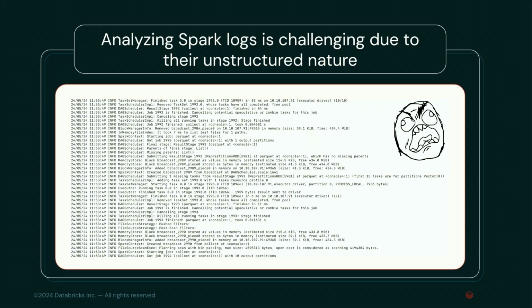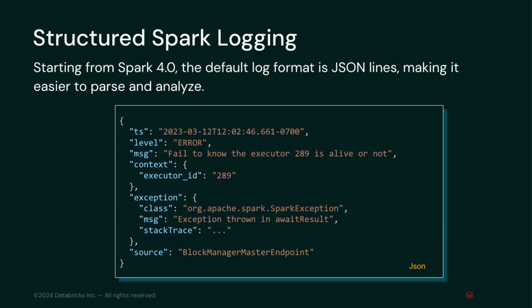Analyzing Spark logs can be very tough because they are unstructured, making it very hard to quickly pull out insights, especially when you need to analyze logs generated by different Spark versions. The log message format and everything could be very different. It's hard to query and analyze. Now, starting from Spark 4.0, logs will be in JSON format by default. This change makes it easier to parse and analyze logs.